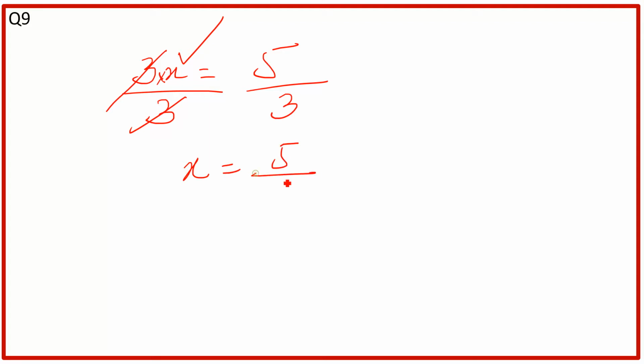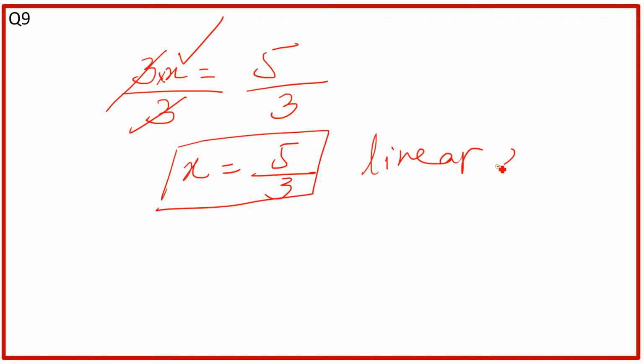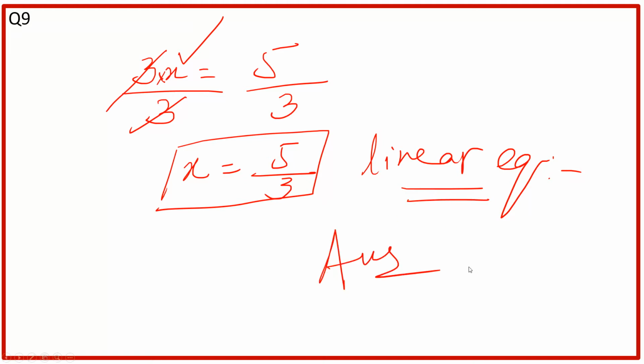x is equal to 5 over 3. And see, again we have some value: x is equal to 5 over 3. This is a linear equation, because this is the question. We have to find out whether it is linear or not. Yes, this is a linear equation. I hope everything is clear.